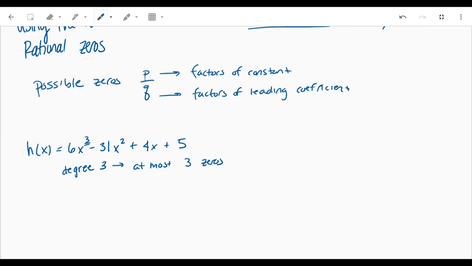Now we're going to make the list of all the possible ones. So P in this case is 5. So our factors are just going to be positive negative 1 and positive negative 5. Q is 6. So our factors of 6 are going to be positive negative 1, positive negative 6, positive negative 2, positive negative 3. So we have a lot of different possibilities here.